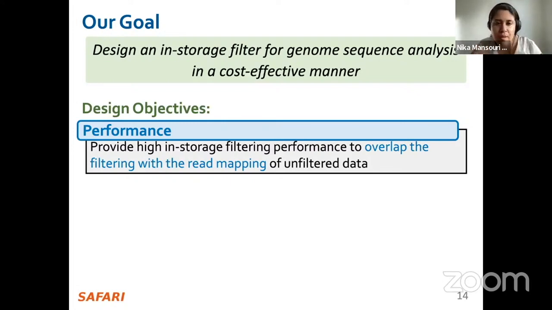So wherever the read mapping system is located, either in a PIM system, in a memory system like main memory or near caches, or in an accelerator or host CPU, this in-storage filtering should be integrated with it such that the filtering operations that happen concurrently in the storage system would overlap with the read mapping of unfiltered data.